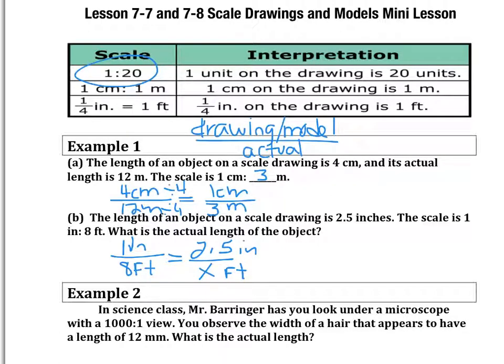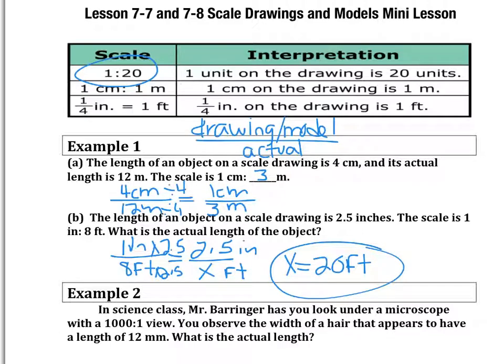So again, there's a couple different ways that you could do this. You could simply cross multiply like we've done in our proportions lessons, or you could find a number that was multiplied to get you to the other ratio. So in this case, if I see that 1 was multiplied by 2.5 to get to the drawing measure, then I could also do that down in the denominator. And when I multiply 8 by 2.5, I end up with an answer of 20. So x would be equal to 20 feet. And that's the actual measurement of this object.